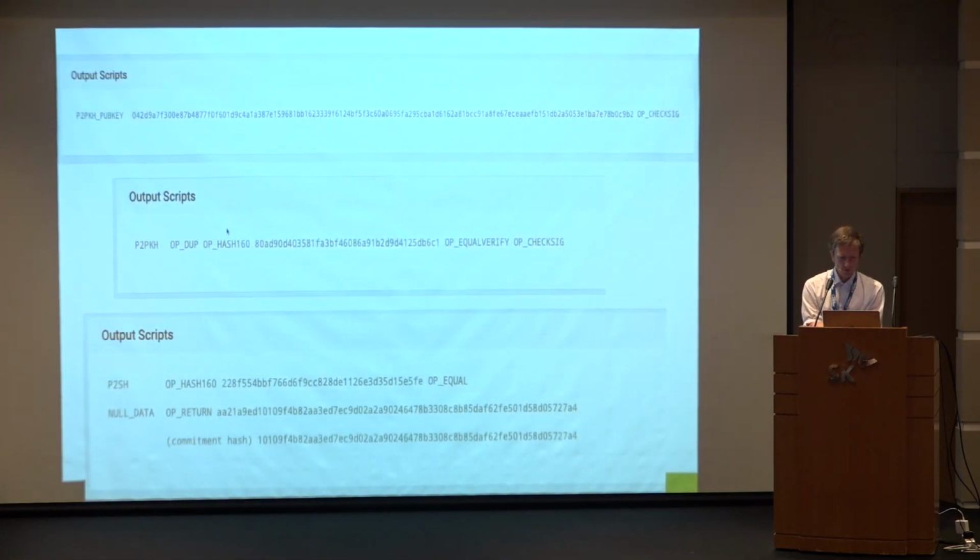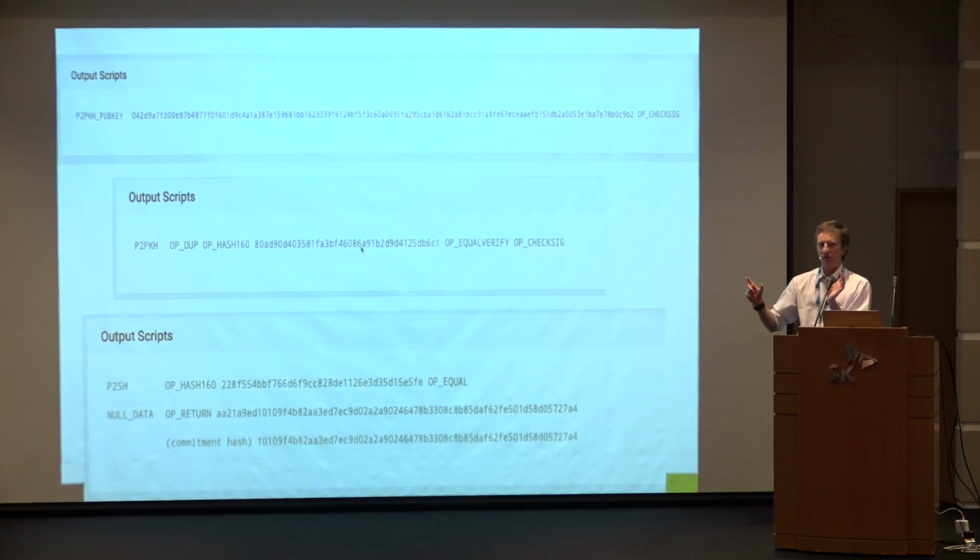So we have those two output scripts which we have discovered so far: pay to public key and pay to public key hash. This one is shorter, more compact, but it involves more computing. That one is longer, requires less computing, but also leaks information on the entry. This one will leak the public key on claim.